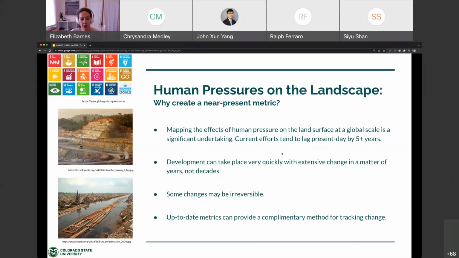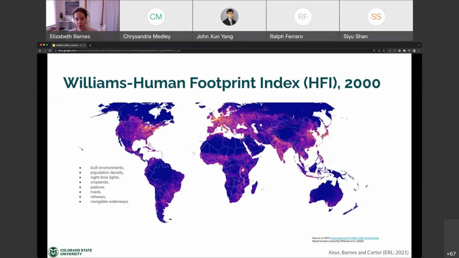So more up-to-date methods can also provide a complementary method for tracking change that maybe we're already doing on the ground. One example of an already pre-existing metric that has been used extensively in other fields is what's called the Human Footprint Index, or the HFI. Here's an example of that HFI for the year 2000. This group, who has been outputting this for a while now, creates this metric where the purple colors are near zero, which means no human impact on that land surface grid box. And the yellows and bright colors mean significant amounts in that area. You can think of shopping malls and asphalt parking lots.